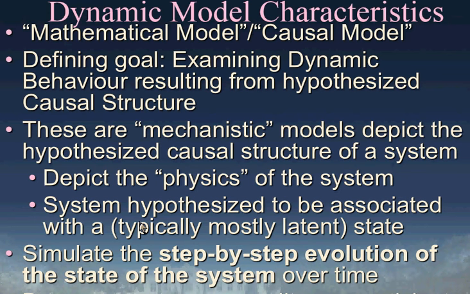You'll hear the term mechanistic models, or models of the plumbing of the system, or models of the physics of the system. And they're called that because they depict the causal mechanisms associated with the model, the posited causal structure. They depict the physics of the system that's hypothesized to be driving a set of processes over time. Now, is that hypothesis guaranteed to be correct? No. With a capital N and a capital O. It's not guaranteed to be correct.